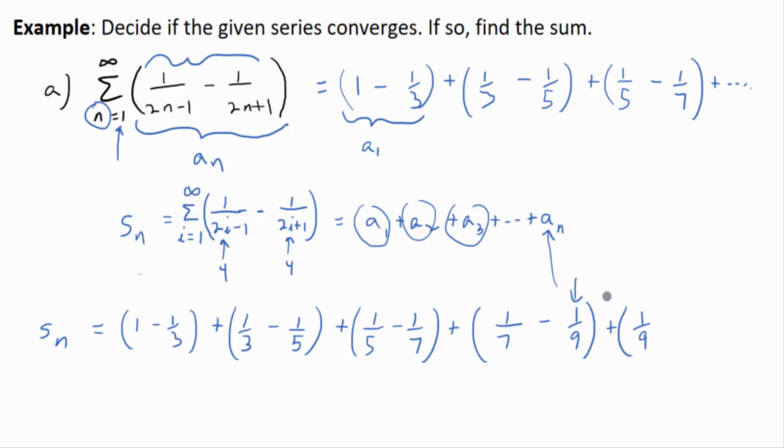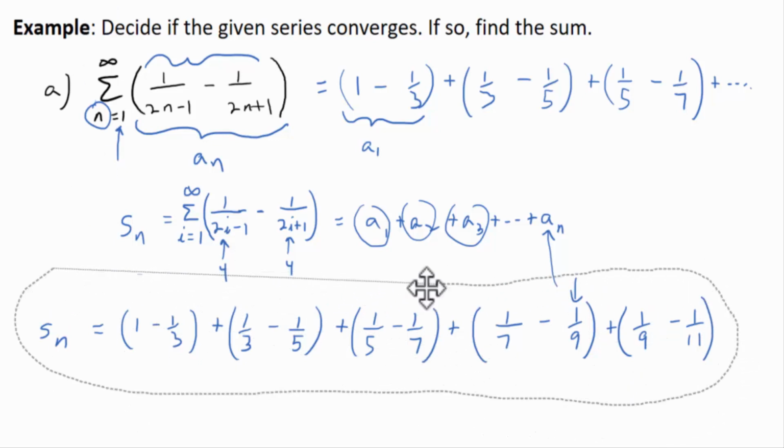The next number is just going to be plus 1/9, and then the next odd number up is 1/11, right? You subtract that off. Does everybody see the pattern? Okay. Now, let's put in the nth term. Let's put in a dot, dot, dot.